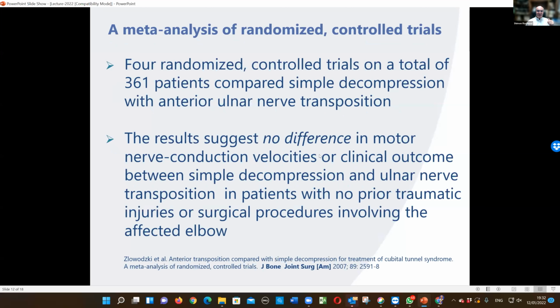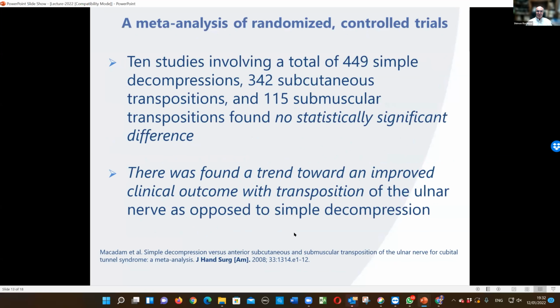The first meta-analysis that I found was published in 2007 and analyzed a total of 361 patients. We compared simple decompression with anterior ulnar transposition. The result of this meta-analysis: no difference in motor nerve conduction velocity or clinical outcome between simple decompression and ulnar nerve transposition in patients with no prior traumatic injuries or surgical procedure involving the affected elbow.